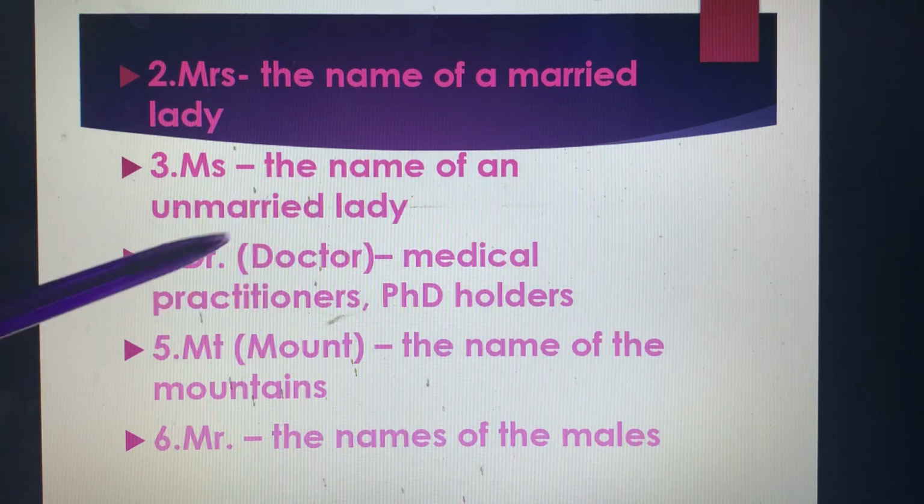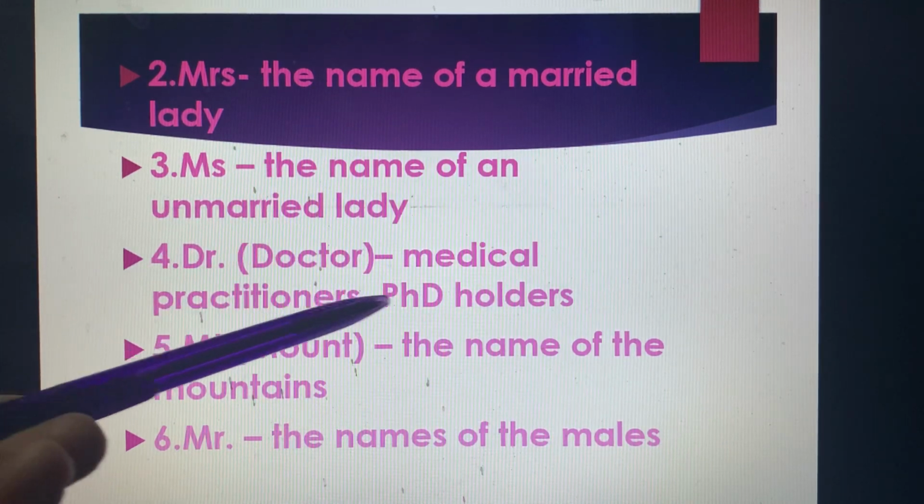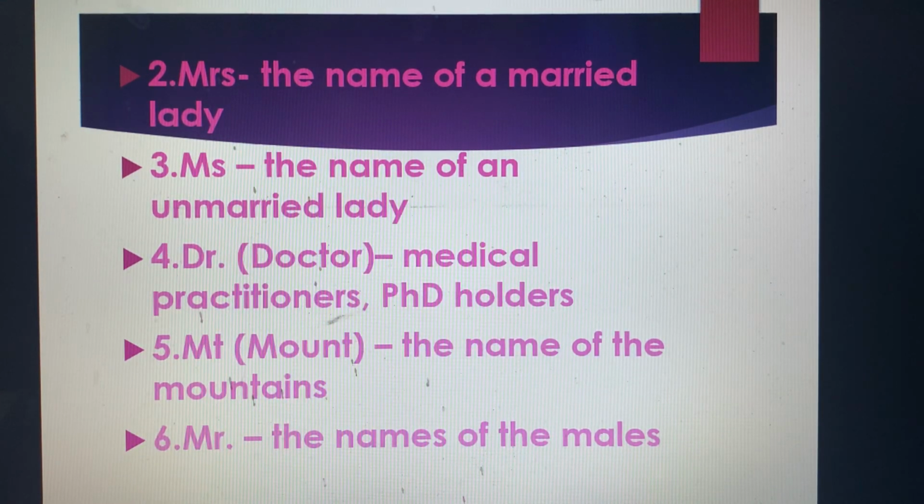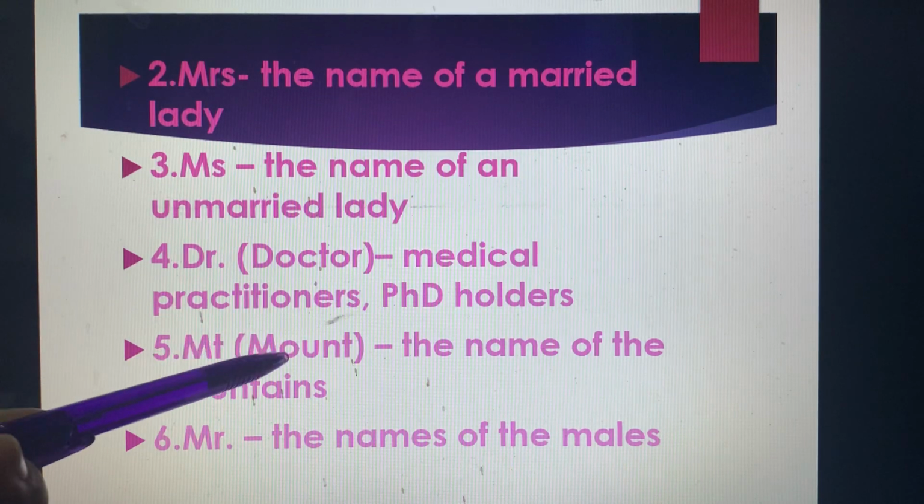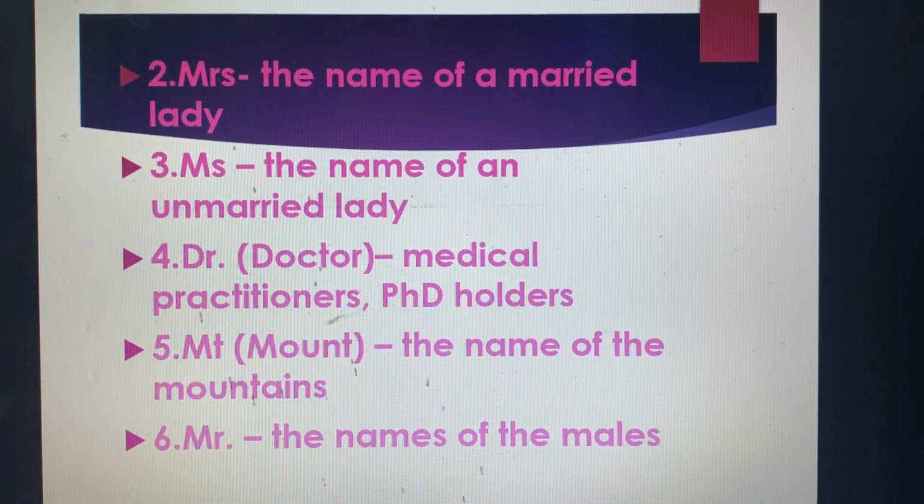DR is for doctor, medical, prescriptioner, PhD और PhD holder. जिनके पास PhD की डिग्री होती है वो क्या लगाते हैं? डॉक्टर. और fine, MT is for mount, the name of mountains. Then Mr, the name of the males. This I had told you. Fine. So let us proceed.